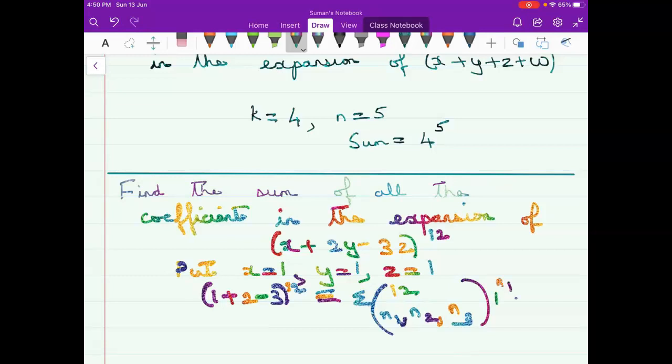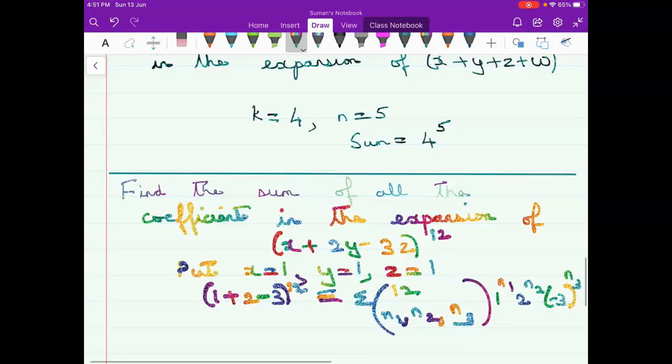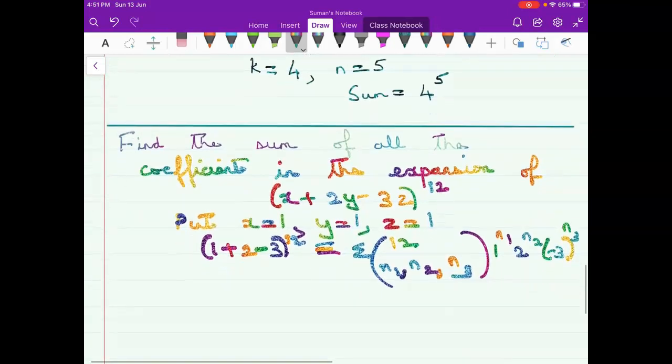1 raised to n1, 2 raised to n2 and minus 3 raised to n3. So your right hand side, RHS, is the sum of all the coefficients, and that would be, I'll use a different color here, 0 raised to 12. I would explain this step once more using a different ink.